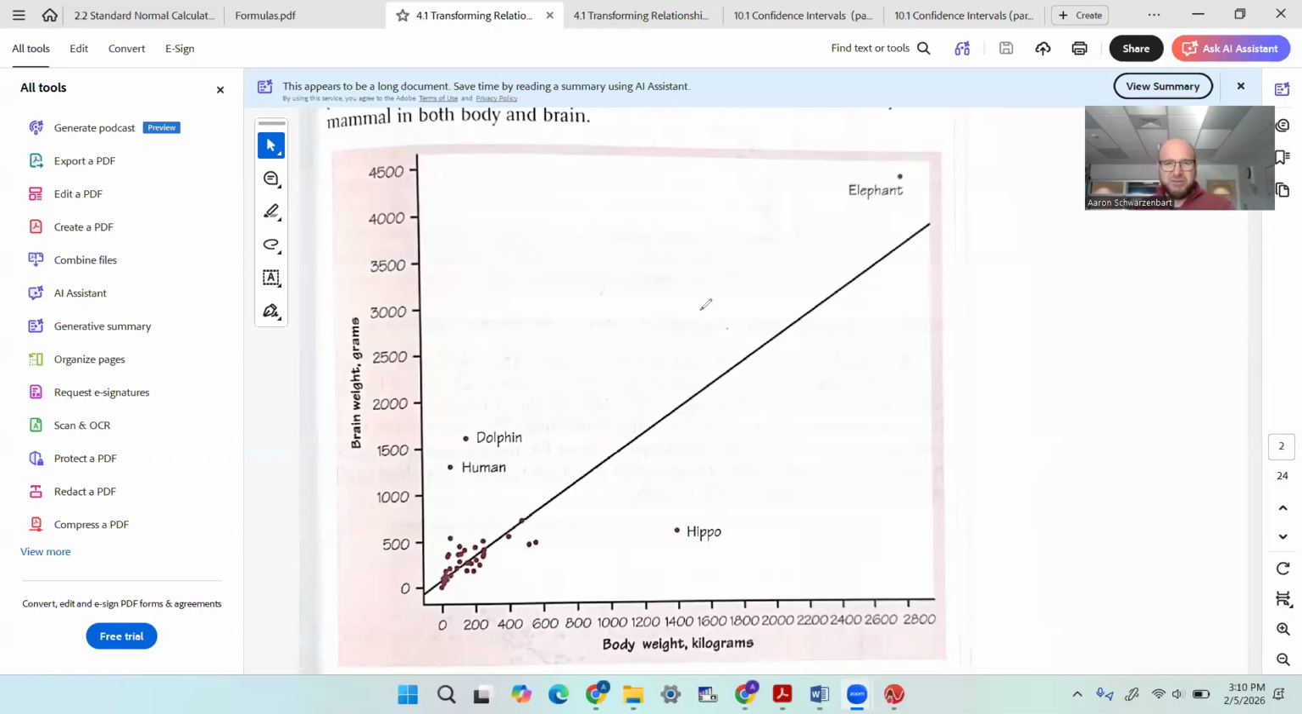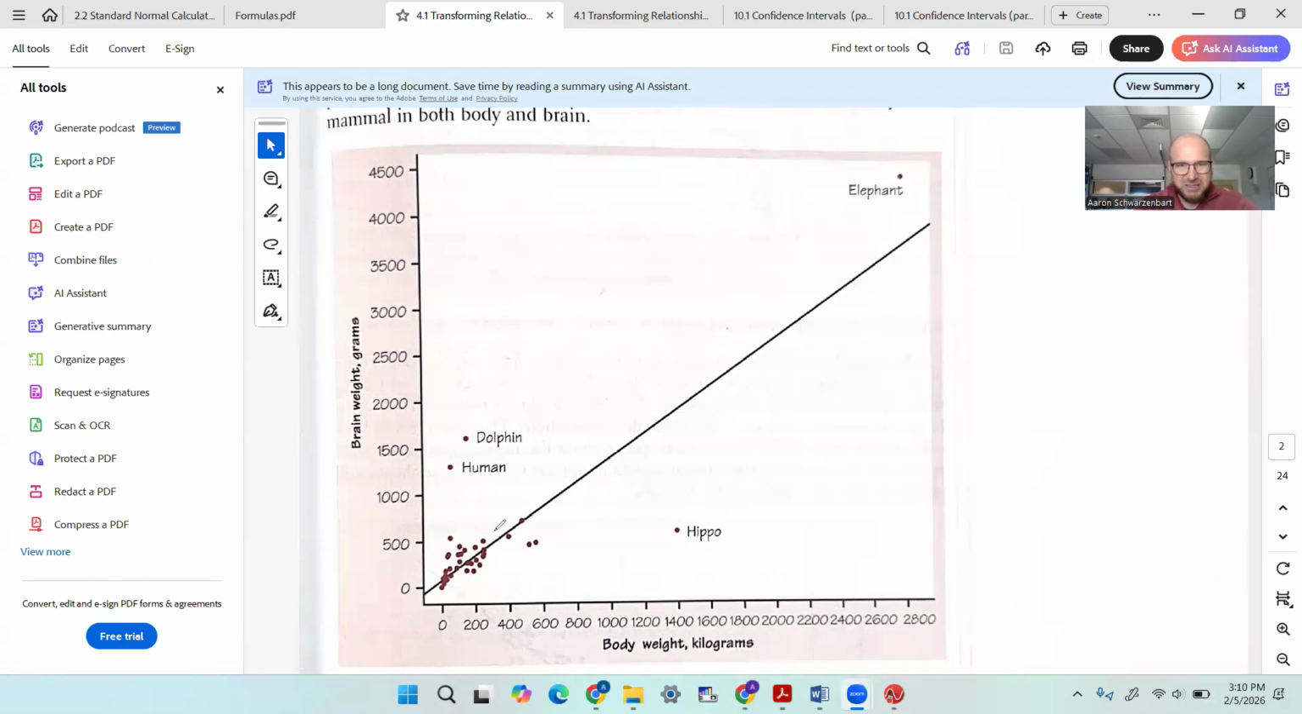Okay, this section 4.1 is about transforming relationships. Essentially, what it's doing is taking nonlinear data and making it linear so we can run regression analysis on it. Nowadays, calculators can do this, but it was very, very difficult to do by hand. And in a lot of cases, the transformed data makes it a lot easier to see the patterns.